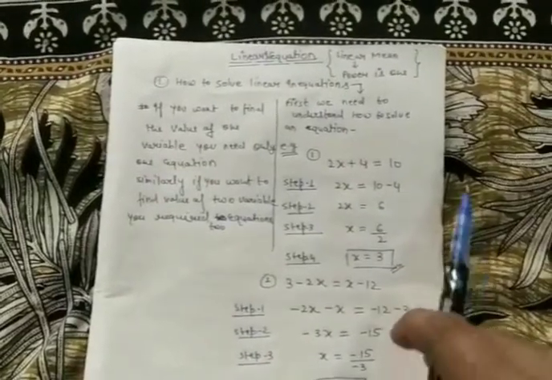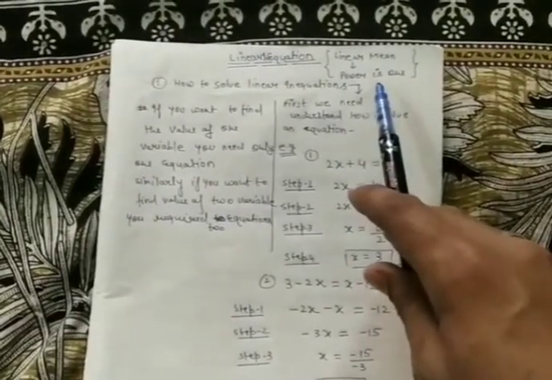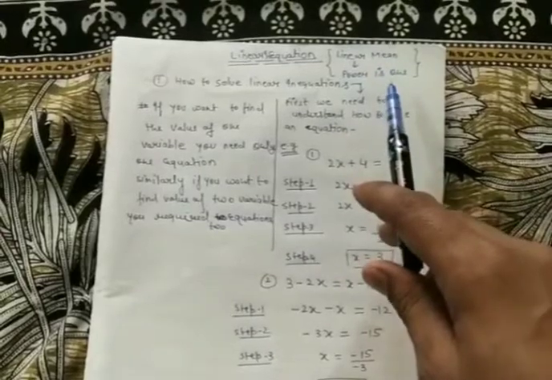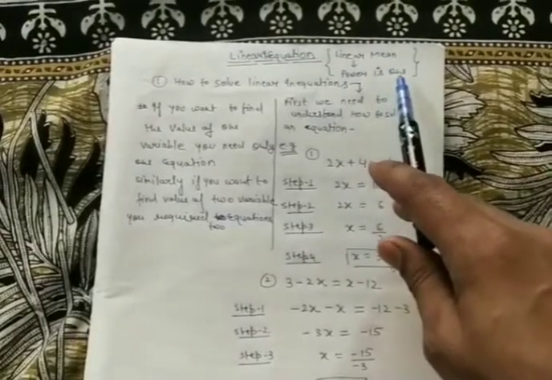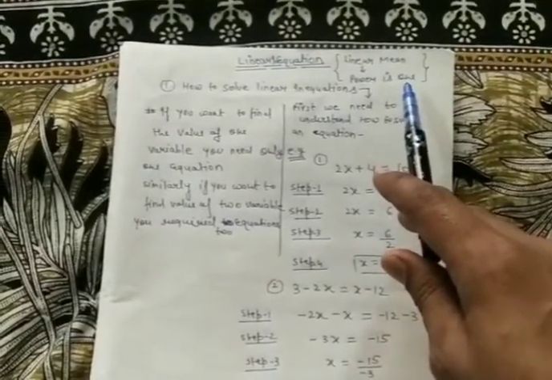Hello students. Today we are going to discuss linear inequations. First of all, we need to understand the meaning of linear and the meaning of inequations, right? So what is the meaning of linear? Linear means a polynomial in one variable whose power is 1. Okay, this is the meaning of linear.